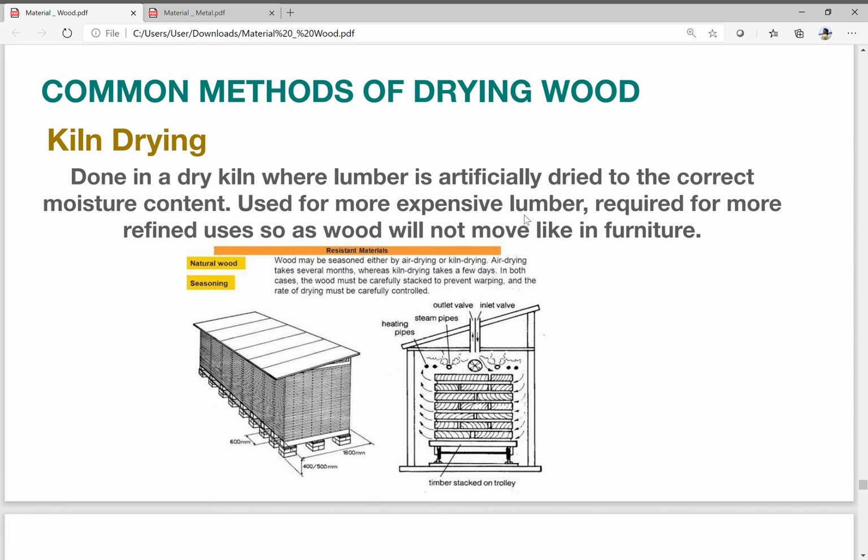So kiln drying is done in a dry kiln where lumber is artificially dried to correct the moisture content. It is used for more expensive lumber, for more refined uses of wood. So it won't move anymore. As discussed, wood has the tendency to move if it's not properly dried. This would be very noticeable when you're using solid wood indoors, in flooring, and even in furniture. If there is a misalignment, it means that the wood has taken in additional moisture content or has lost moisture content.